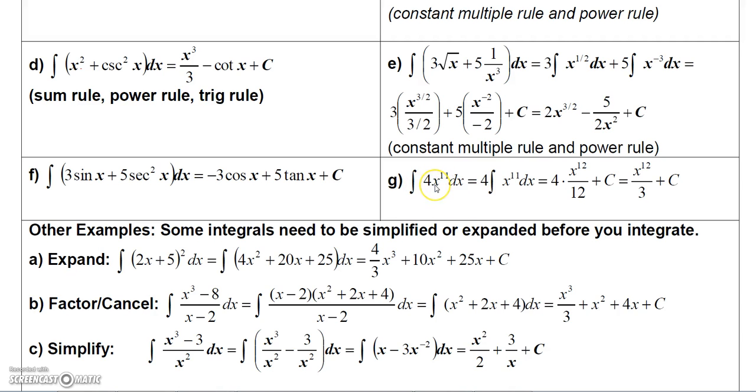This is just another simple power rule. That's 4 times the integral of x to the 11th, so that's 4 times x to the 12th over 12, plus a constant, which is just x to the 12th over 3 plus a constant.